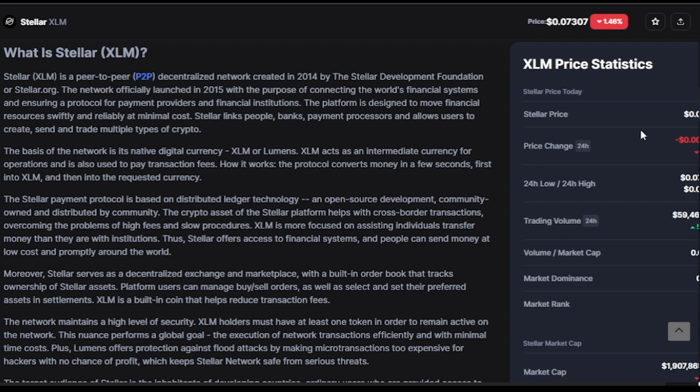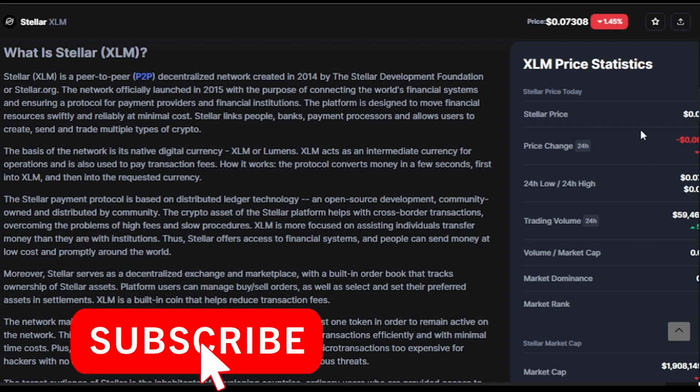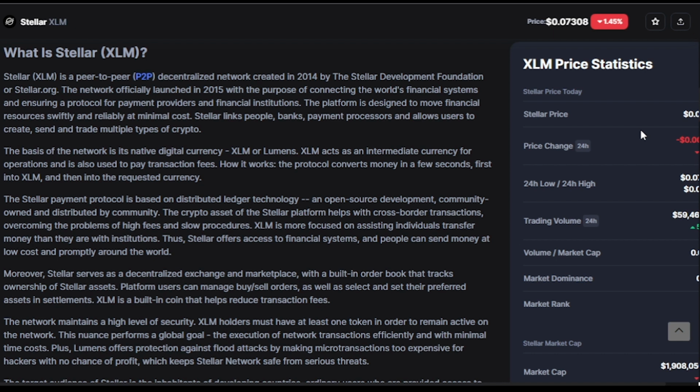The basis of the network is a native digital currency, XLM or Lumens. XLM acts as an intermediate currency for operations and is also used to pay transaction fees. How it works: the protocol converts money in a few seconds, first into XLM and then into the requested currency.